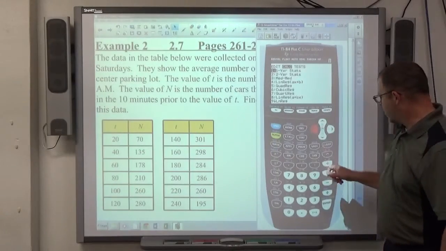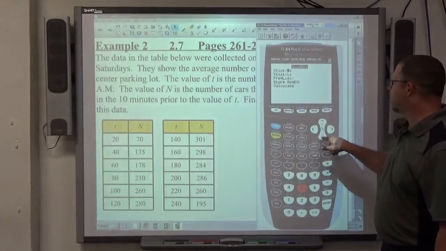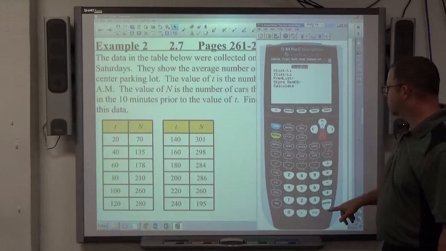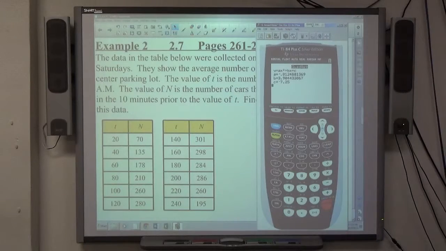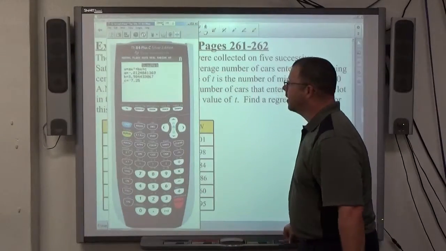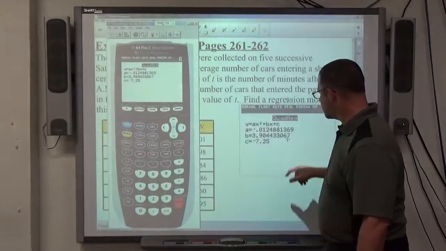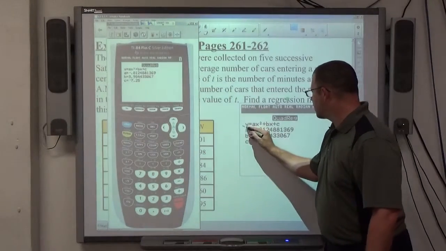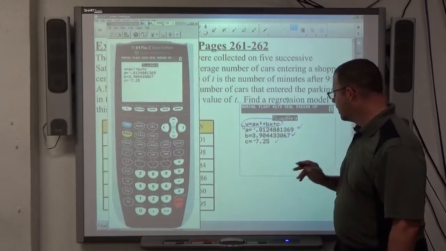So if I go to my quadratic regression number 5, and again my lists are L1 and L2 every time, I want to choose calculate, hit enter, and it should give me an A, B, and C for a quadratic structure that's going to create a parabola that looks like what we have. So what we can see here is my quadratic equation is of the form ax squared plus bx plus c, where a is equal to this, b is equal to this, c is equal to that.